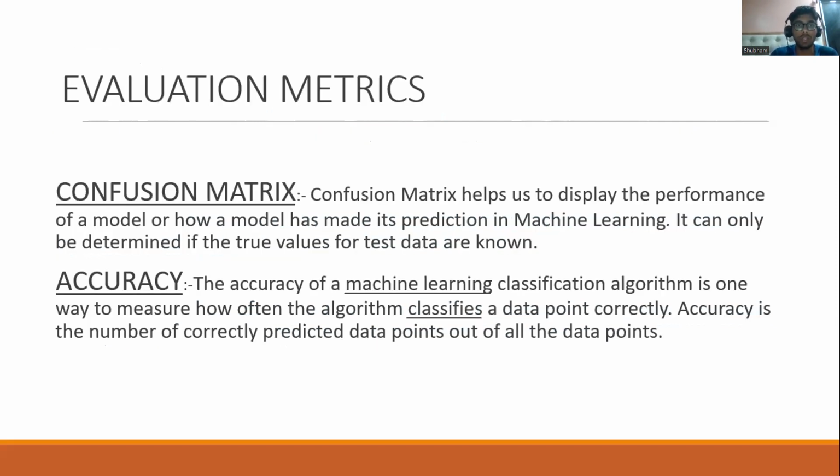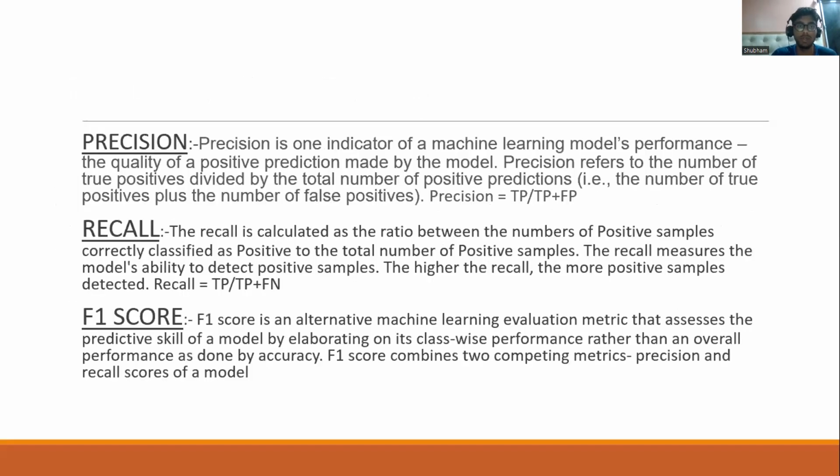You will be wondering what the evaluation metrics to rate the model are. The first one is the confusion matrix. The confusion matrix helps us display the performance of a model, or how a model has made its predictions in machine learning. It can only be determined if the true values for test data are known. Accuracy is pretty self-explanatory. It is how accurately the model predicts the data, as known from the historical data. Accuracy is the number of correctly predicted data points out of all the data points.